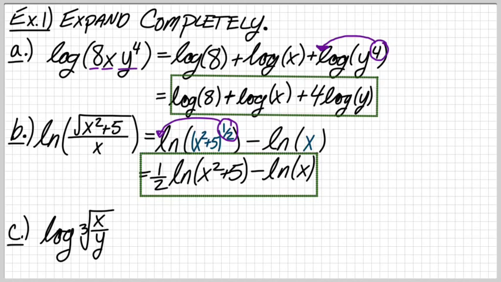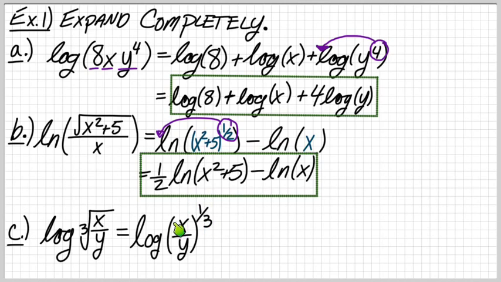Okay, then the last example we have here. Log of the cube root of x over y. The reason I want to show you this one is because I want to talk about the order that you do things in here. So I can't apply the quotient rule yet because this whole thing's under the cube root. So we need to take care of the cube root first. But we know that's just the 1/3 power. So instead of x over y cube root, let's just call that x over y to the 1/3 power.